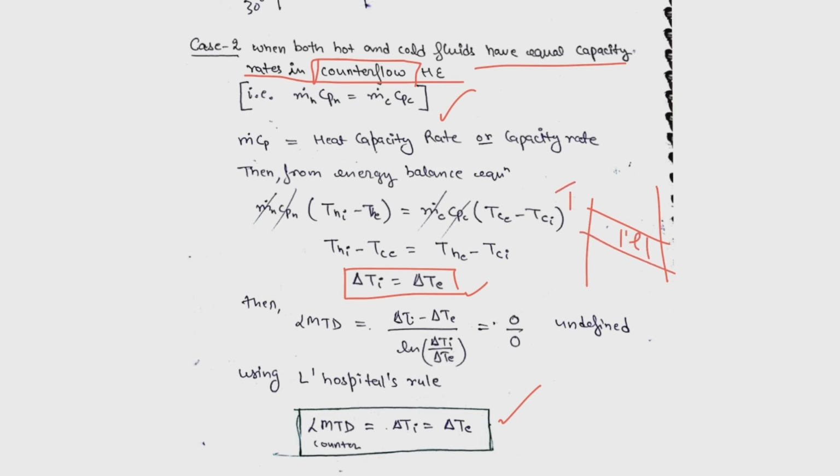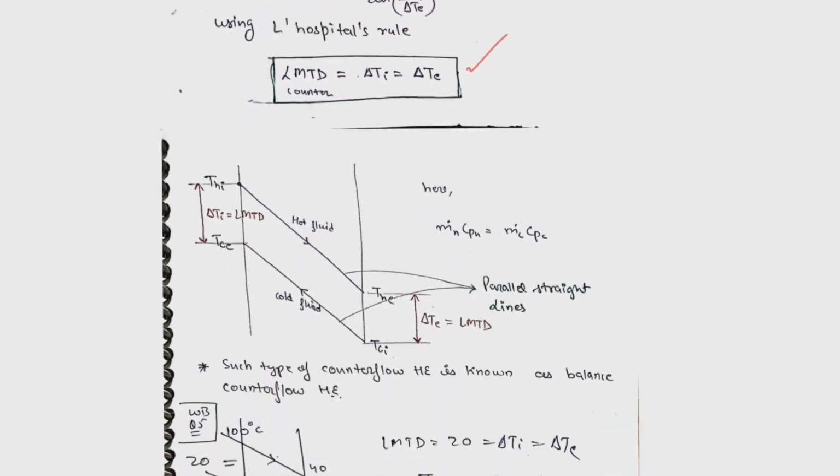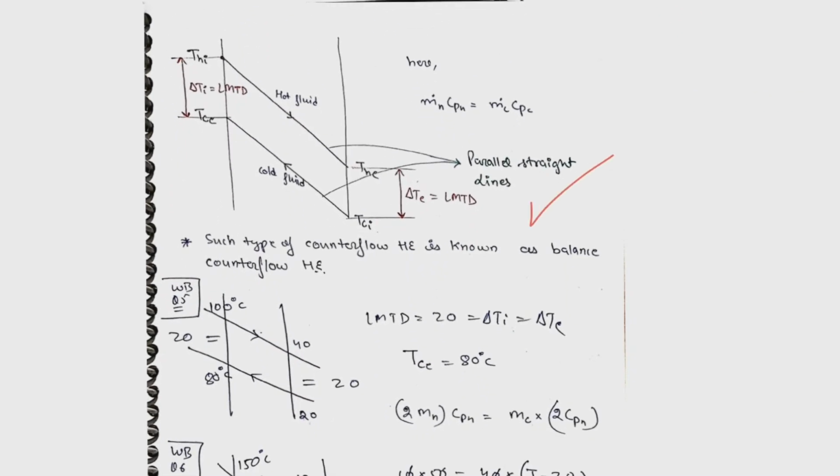That is THI, this is THE, and this is TCI, and this is TCE. Throughout the length of the heat exchanger, temperature profiles are parallel. Therefore, it is called a balanced counterflow heat exchanger. If you want a neat diagram, I will show you that also. Here is the neat diagram for a balanced counterflow heat exchanger. Throughout the length of the heat exchanger, temperature profiles are parallel and straight lines.